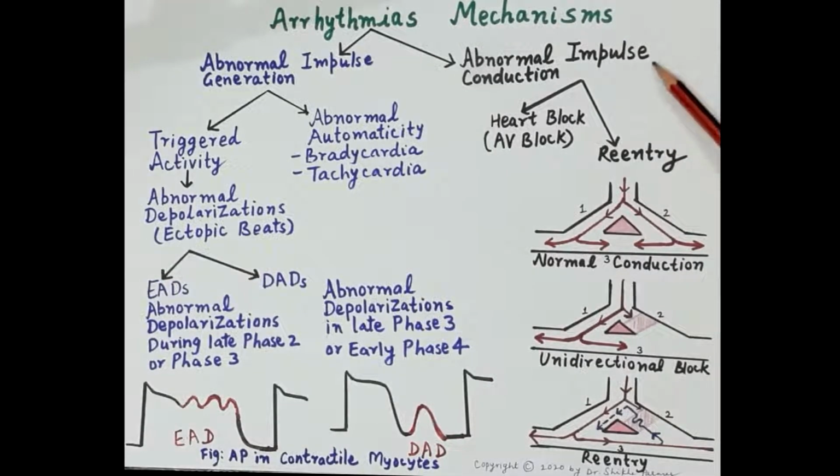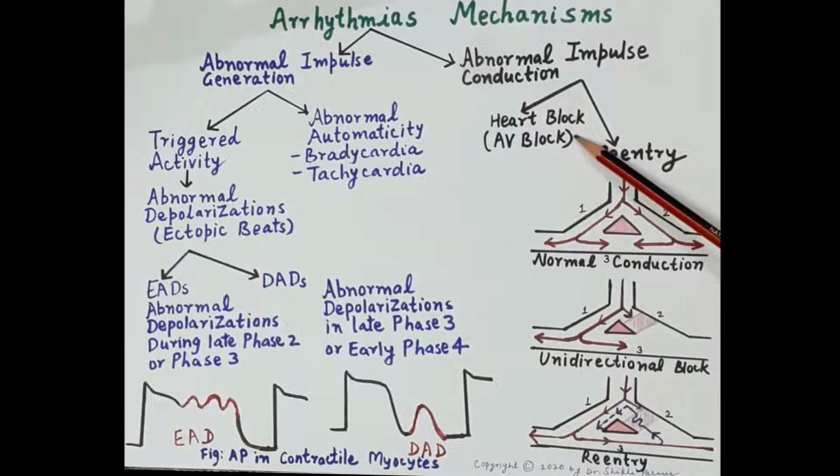Now let's talk about the second mechanism responsible for the pathogenesis of arrhythmia, that is the abnormal conduction of impulse. Abnormal conduction of impulse can be because of heart block, or because of a very important phenomenon termed re-entry. Now the heart block, that is the blockage of conduction, is normally caused by excessive vagal stimulation.